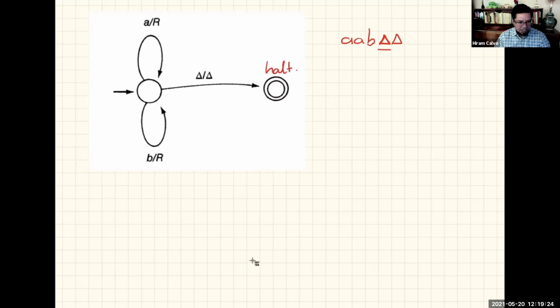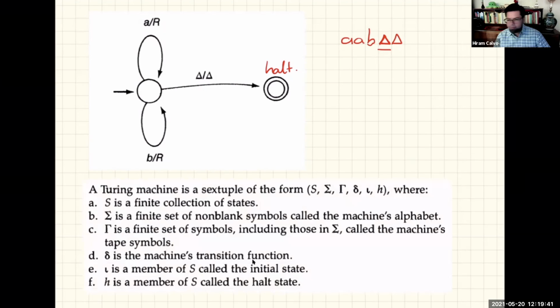So as a formal definition, now we have a sextuple of this form. Here it is. A sextuple of S, which is a finite collection of states, same as before. We have sigma. Sigma is the set of symbols called the machine's alphabet, and these symbols cannot be blank. So that's why it says non-blank symbols for sigma.